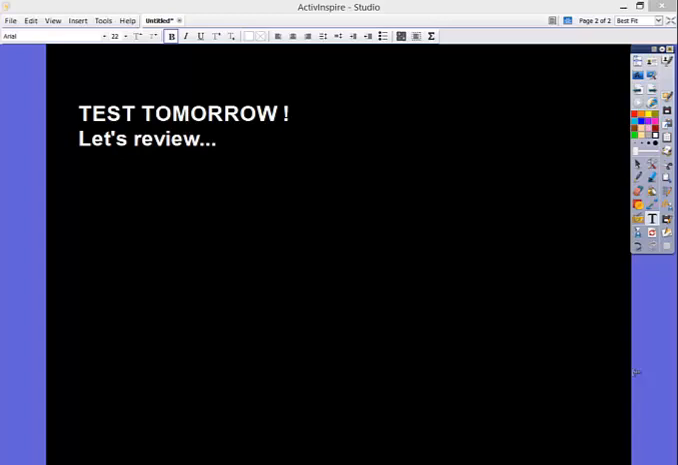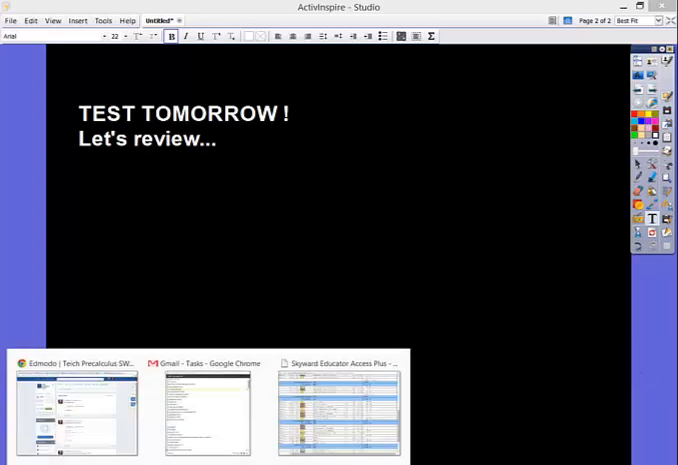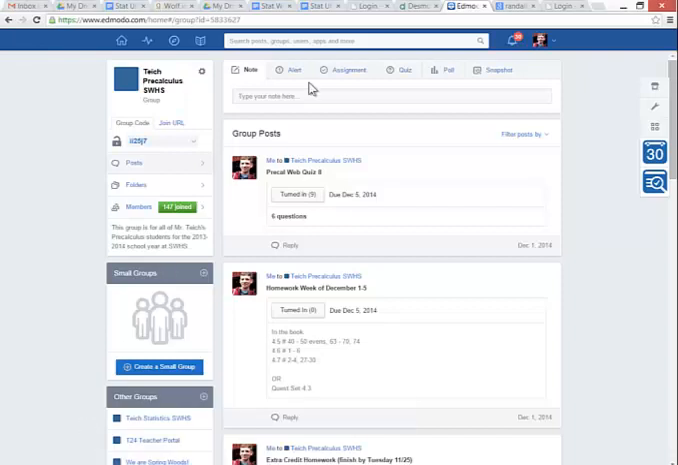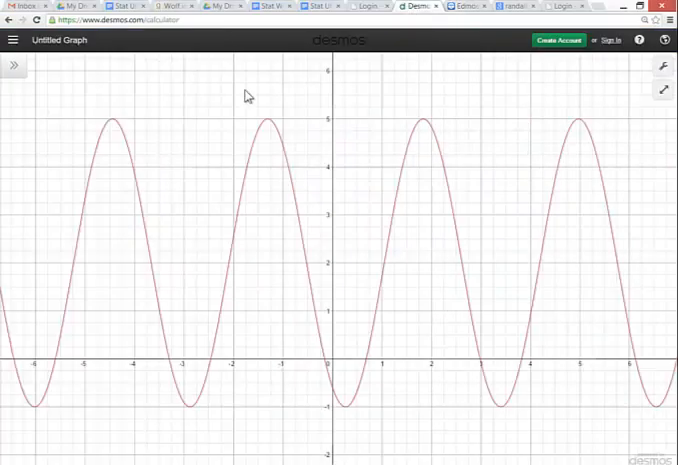We are going to review topics for tomorrow's test, which, as you know, is primarily about identifying or writing the function equations of graphs of sine and cosine waves. So let's actually go to Desmos to do this. Let's look at this wave right here. What I need to be able to do is identify A, B, H, and K.